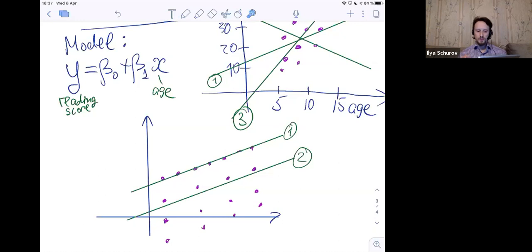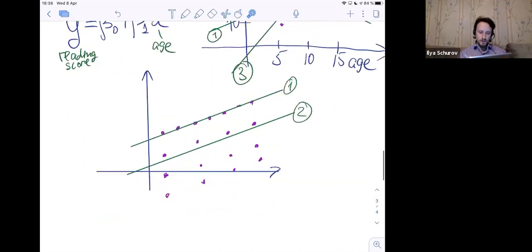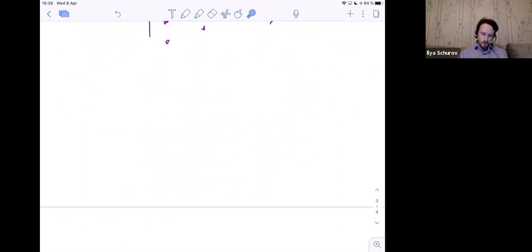We feel that in my second picture, line number two is better than line number one. Everybody agrees with that? It is more central. It describes our data better. Yeah, in a sense. So we have some intuition, and now let me introduce some formalization of this intuition. Actually, the idea is the following. Let me draw a new picture.